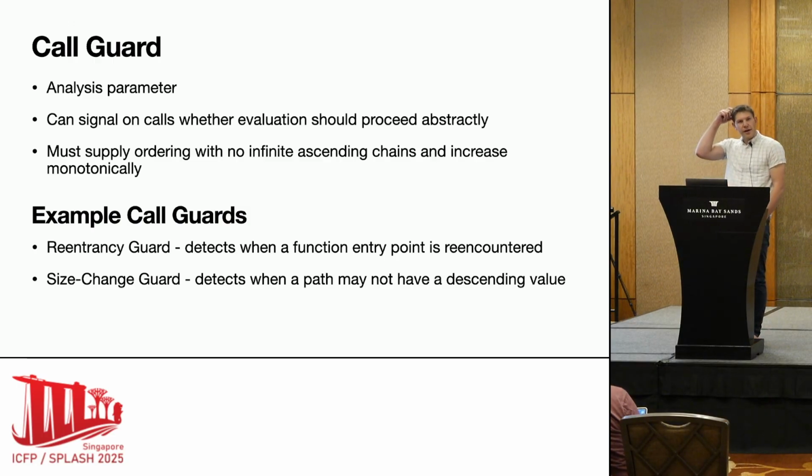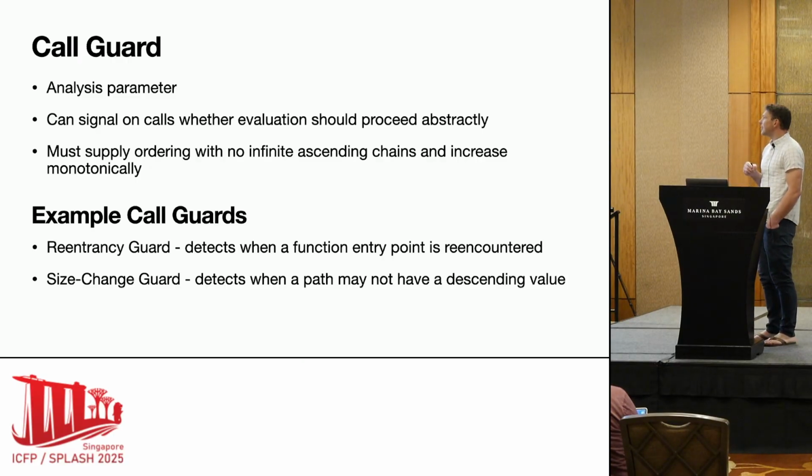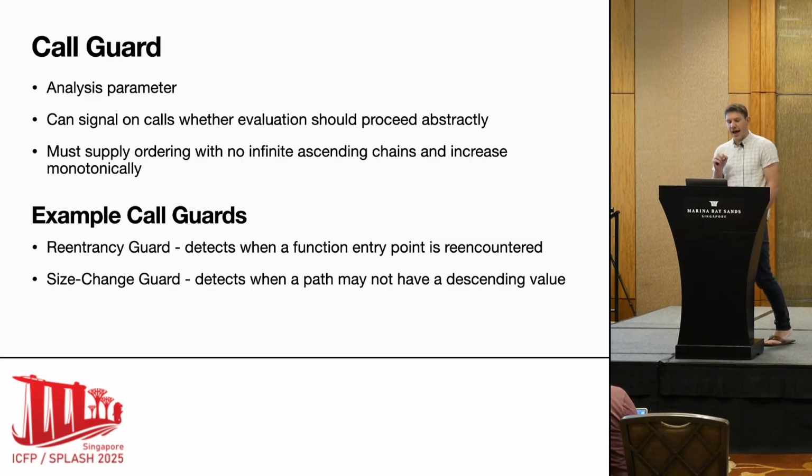So the call guard monitors every function call and gets to determine under which regime the function call is evaluated, concrete or abstract. And the condition that it must satisfy is that it must supply an ordering on its call cache with no infinite ascending chains, and it must increase monotonically on any given evaluation path. So the paper describes two example call guards, a reentrancy guard and a size change guard. I want to go over those briefly.